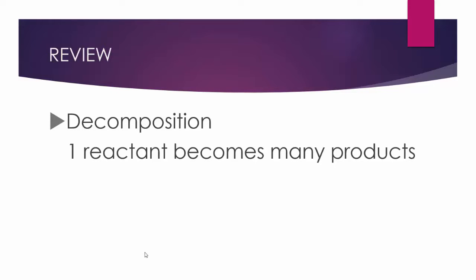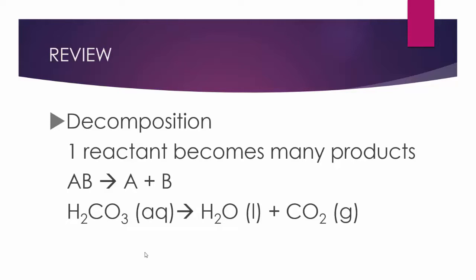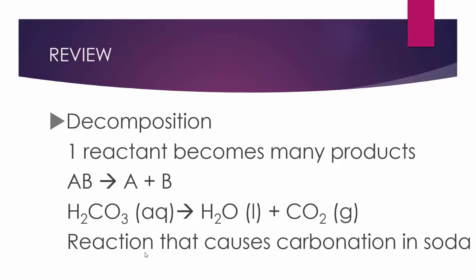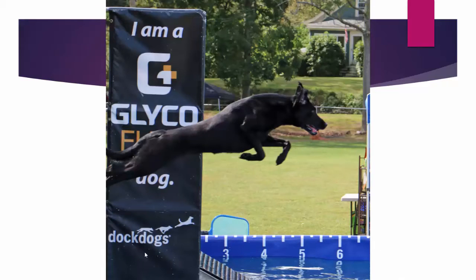Decomposition. One reactant becomes many products. Here's the generic form of AB becomes A plus B. And here's a reaction you guys are used to seeing. Carbonic acid, which is aqueous, will decompose to form liquid water and gaseous carbon dioxide. How do I know that you're seeing this? This is the reaction that causes carbonation or the bubbling in soda. So we've covered 40% of the reaction types, composition and decomposition. In the next video, we'll do 2 more, single replacement and double replacement.